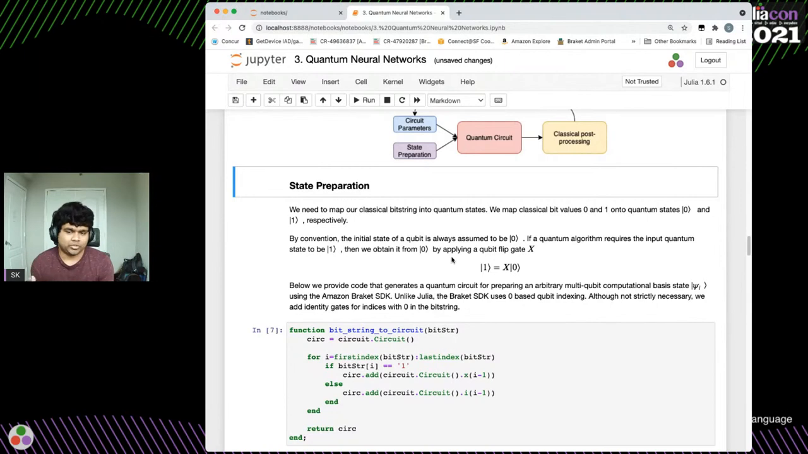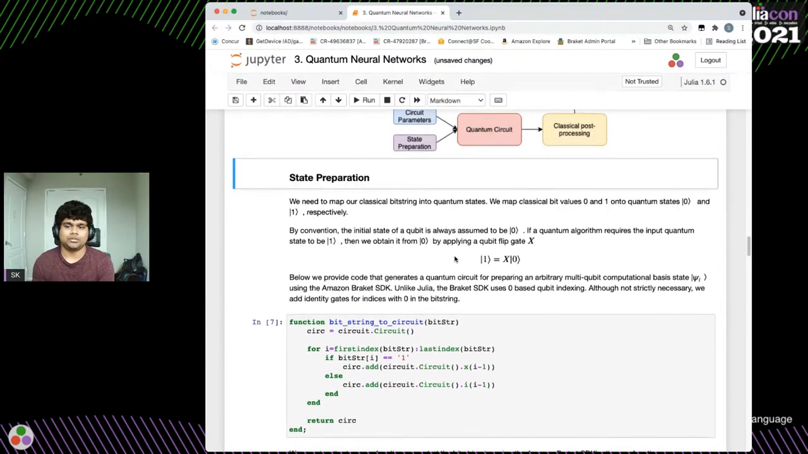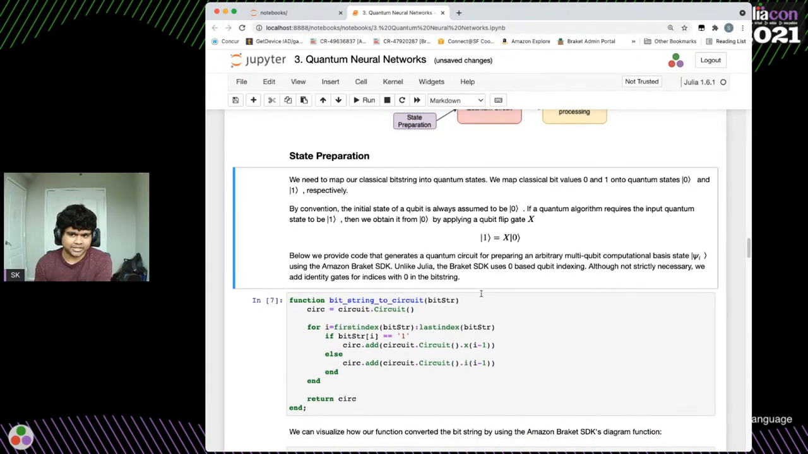So let's talk about the first part, which is state preparation. Now your data is represented classically, but quantum circuits only understand qubits, right? So how do you transform your data from that classical domain into this quantum domain? The simplest way in which you can do that is to say, because our bit string has zeros and ones, we can simply map the zero in our bit string to a zero state in the qubit, and a one in our bit string to a one state in one qubit state, right?